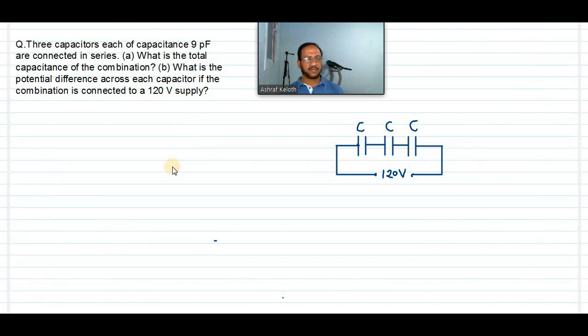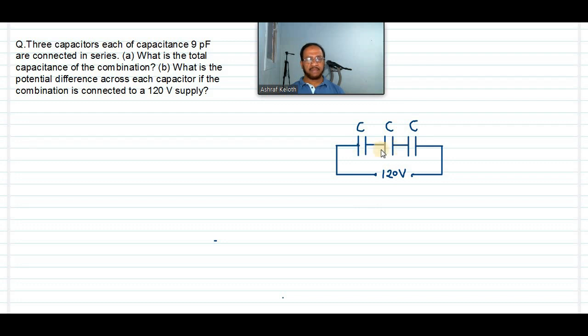Okay, listen, this is the question here. Three capacitors, each of capacitance 9 picofarad (pF), are connected in series. What is the total capacitance of the combination? And what is the potential difference across each capacitor if the combination is connected to a 120 volt supply?